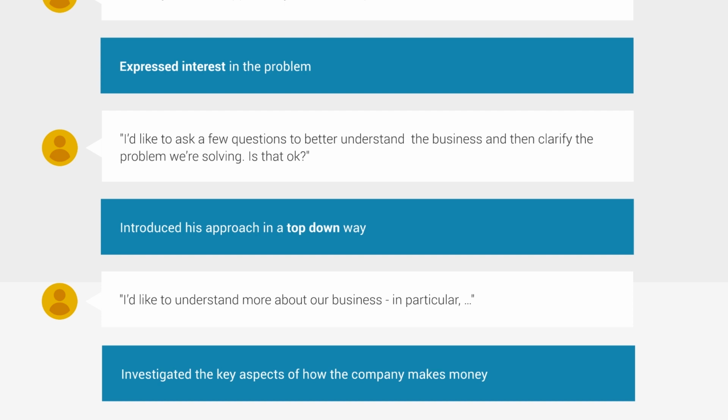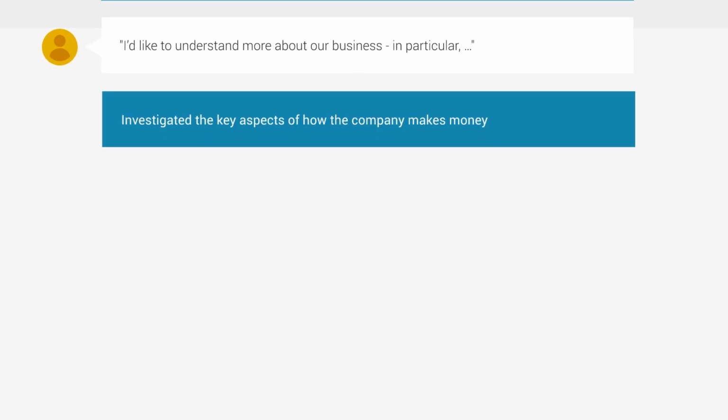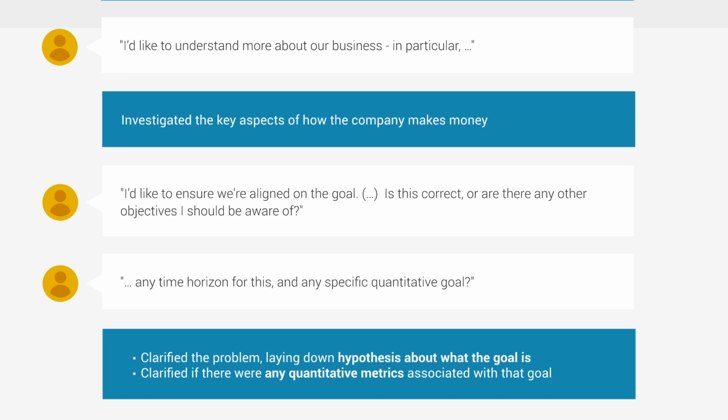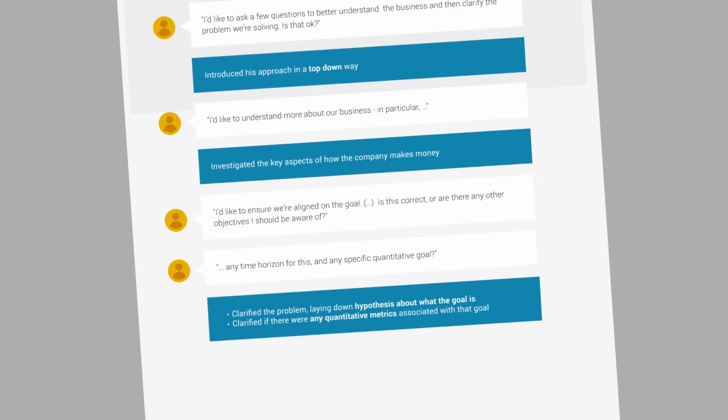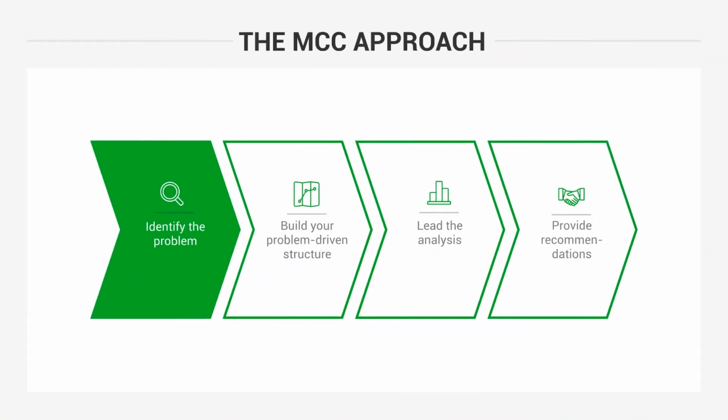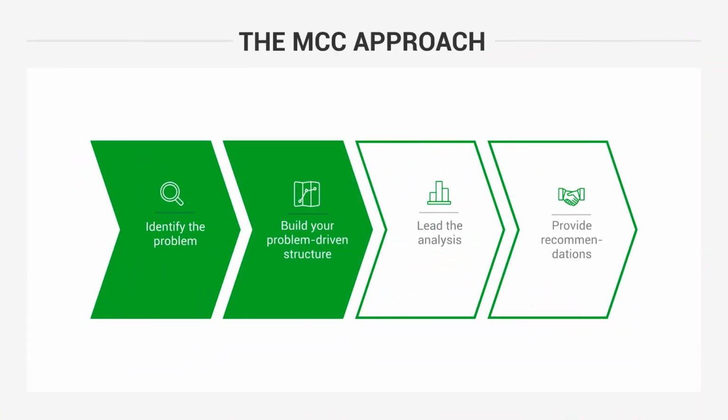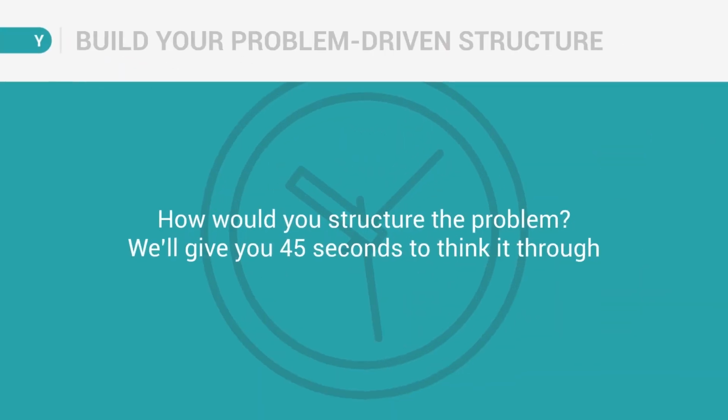of our Case Academy. Once they understood the business model, the candidate clarified the problem, laying down a hypothesis about what the goal is, and checking if there were any quantitative metrics associated with that goal. In general, the candidate opened the interview by demonstrating that they were goal-oriented and structured in their approach, a good first impression. Now we move on to step 2, building a structure tailored to the problem at hand. How would you structure the problem? Pause the video and take a moment to think it through.